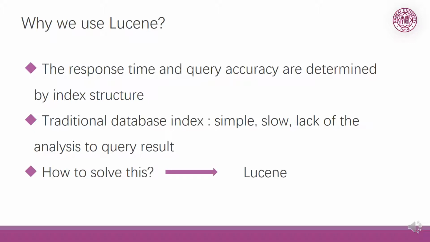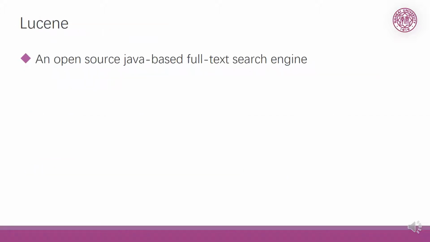We choose Lucene. Now that we have seen the background and the reason we use Lucene, let's turn to the introduction of Lucene. Lucene is an open-source Java-based full-text search architecture. It provides a complete query engine, index engine, and part of the text analysis engine.